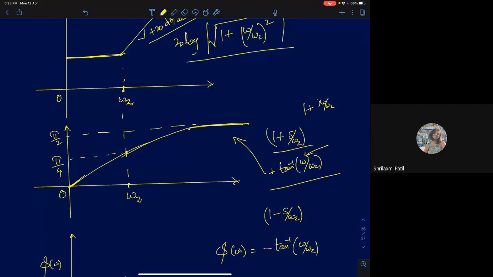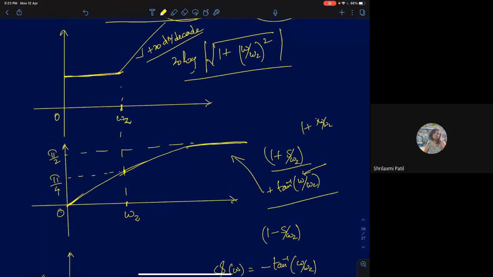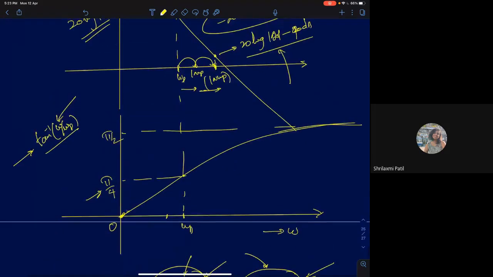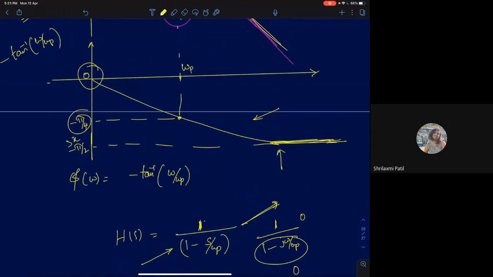So one thing to understand here is that I'll come back to the phase response again. If you look at the phase response of a single pole system, what is the maximum phase shift that the system can cause? Pi by 2, right? So for a single pole, the maximum phase shift that it can introduce to a signal is pi by 2 or minus 90 degrees. It's important, it's minus pi by 2.